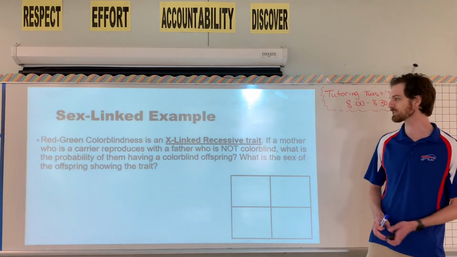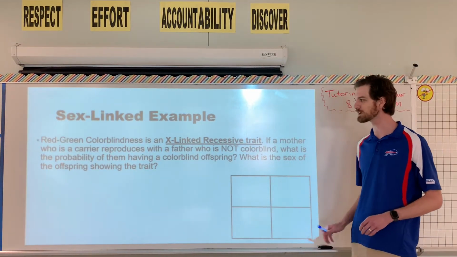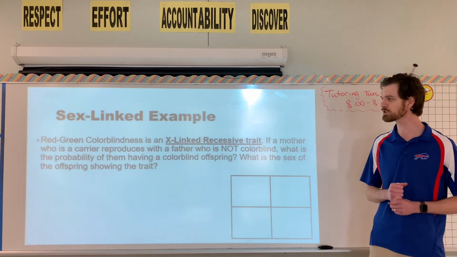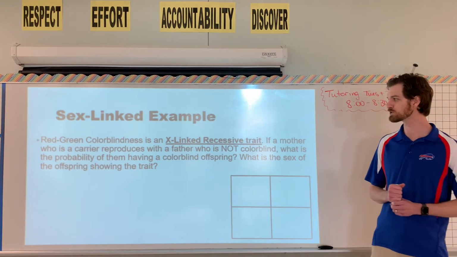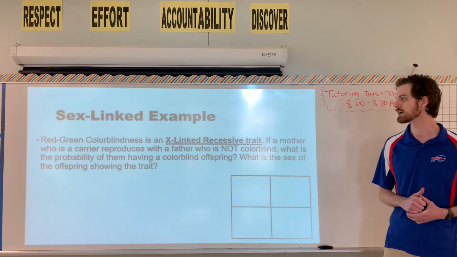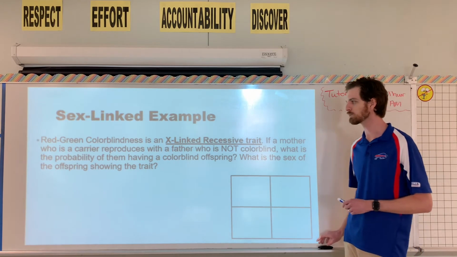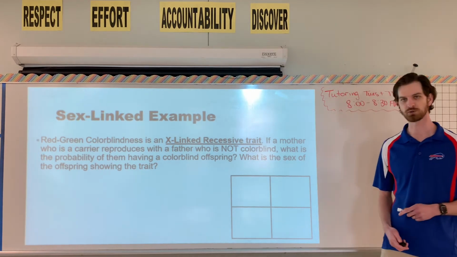So let's talk about color blindness and its inheritance here. So we have red-green color blindness, which is an X-linked recessive trait. If a mother who is a carrier reproduces with a father who is not colorblind, what is the probability of them having a colorblind offspring? And what is the sex of the offspring showing the trait?